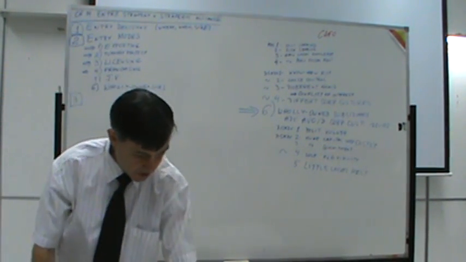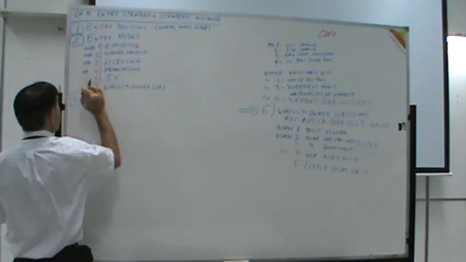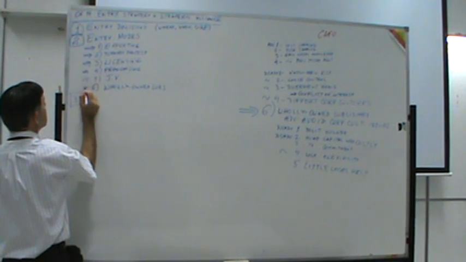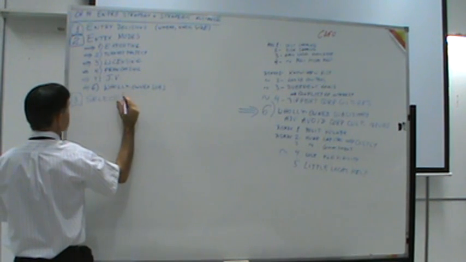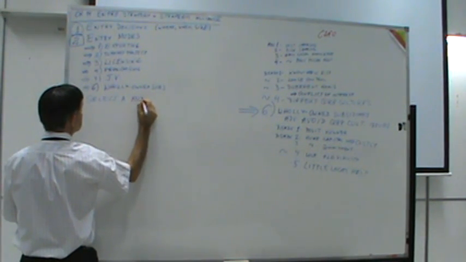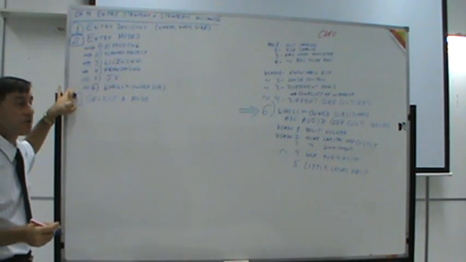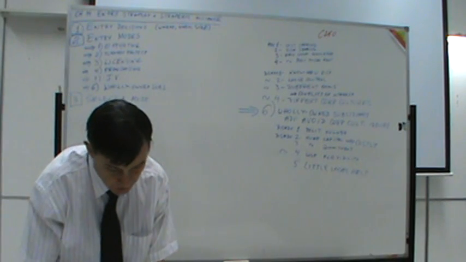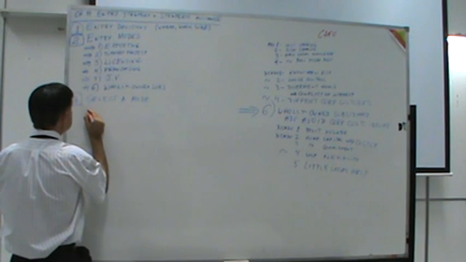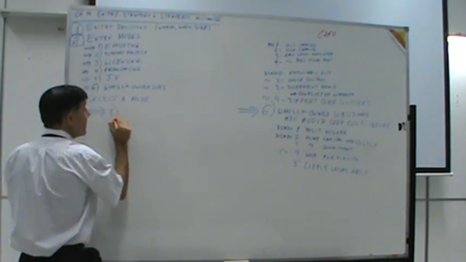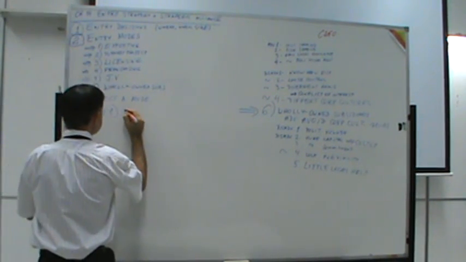Subsection number 3 is, these are the entry modes. So now we need to select an entry mode. So these are the modes, these are your options. Now the question is, how do you select it? And how do you select it? It depends first and foremost on your core competence.